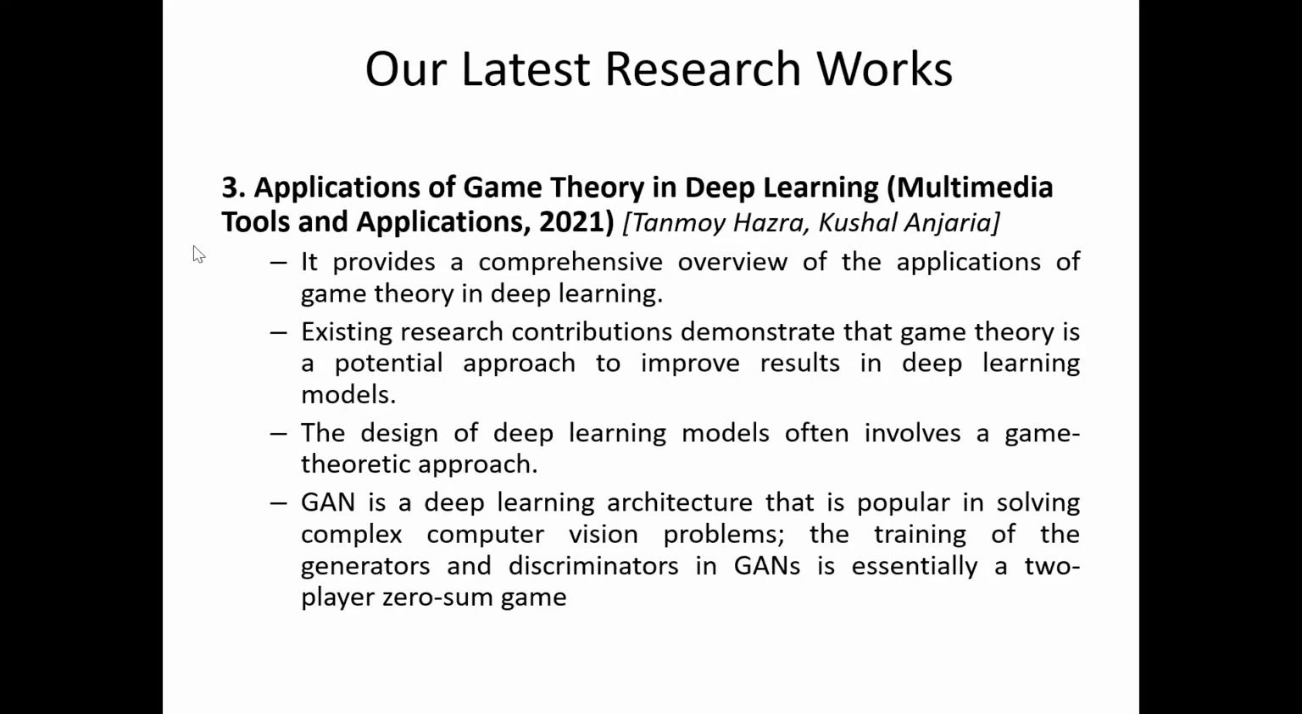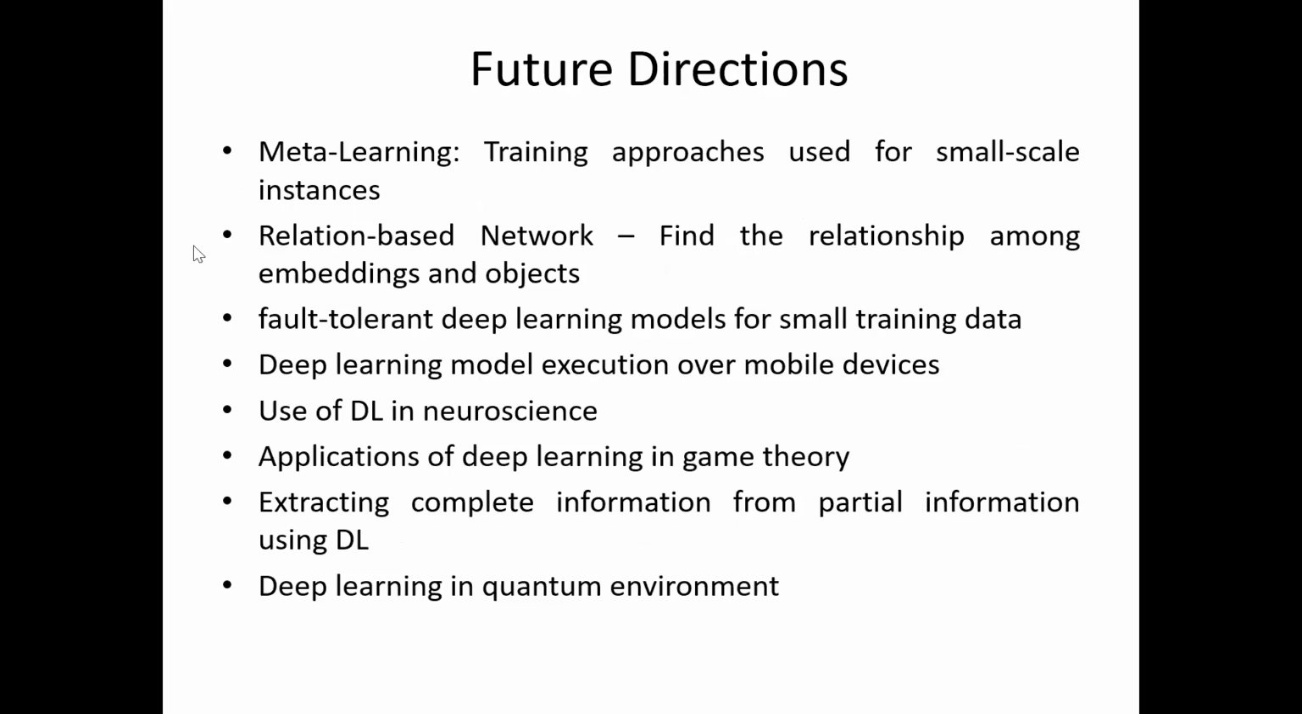In this research work, we have discussed the possible areas where game theory can be used in deep learning models. GAN is one of them. Reinforcement learning, in various reinforcement learning algorithms, we can use game theory and that can improve the results. Now, these are some future directions. Meta learning is one of them: training approaches used for small scale instances.